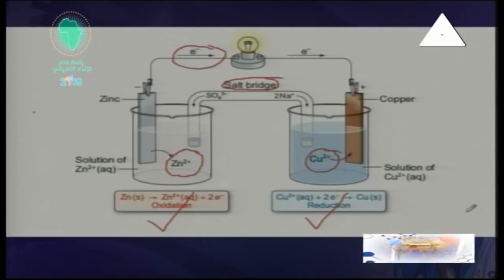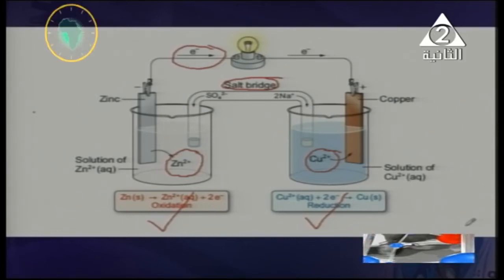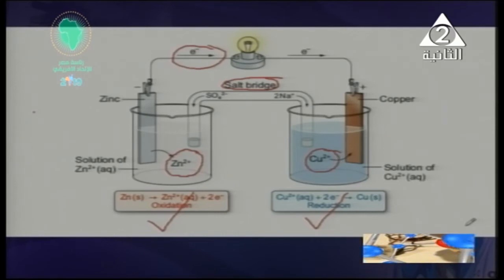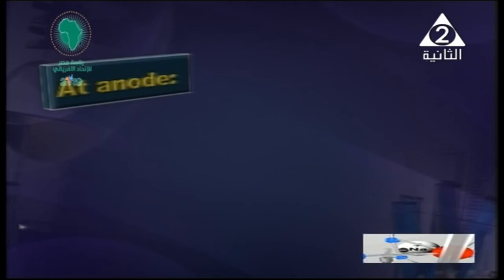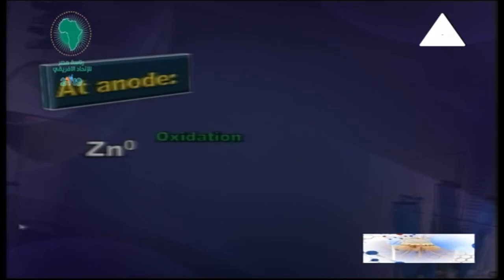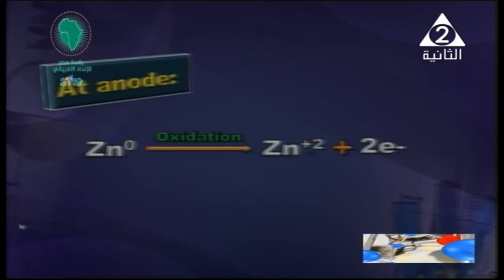Okay, again, oxidation always takes place on the anode, while reduction always takes place on the cathode. Now we will identify the reaction that takes place at the anode and the reaction that takes place at the cathode. At the anode, zinc oxidation changes into zinc positive 2 plus 2 electrons. Again, the zinc oxidation process changes into zinc positive 2 after losing 2 electrons.